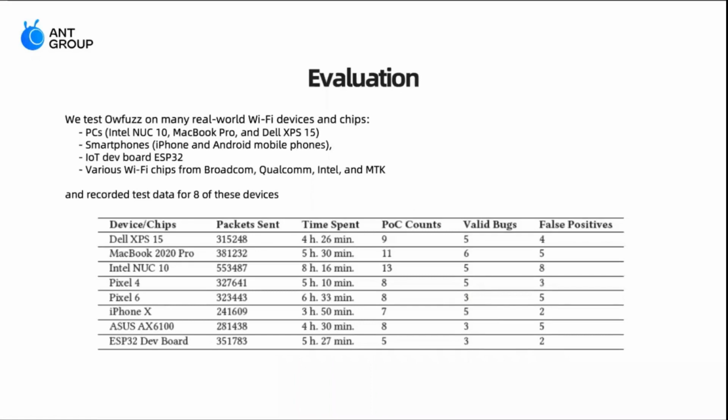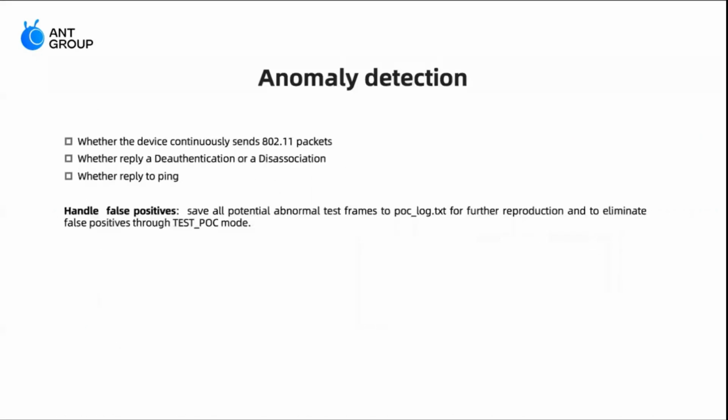So we test Owfuzz on many real-world Wi-Fi devices and chips, such as PCs, smartphones, the IoT development board ESP32, and wireless Wi-Fi chips from Broadcom, Qualcomm, Intel, and MediaTek. We recorded test data for each of these devices as shown in the table below. Owfuzz sends packets at a rate of 15 to 20 per second, which may vary depending on the test environment scenario. The recovery time of the target device after the anomaly is triggered also affects the overall packet sending rate.